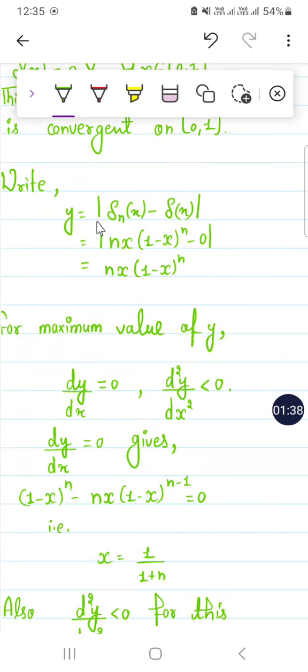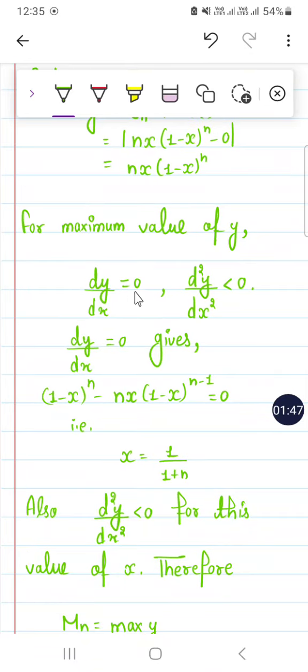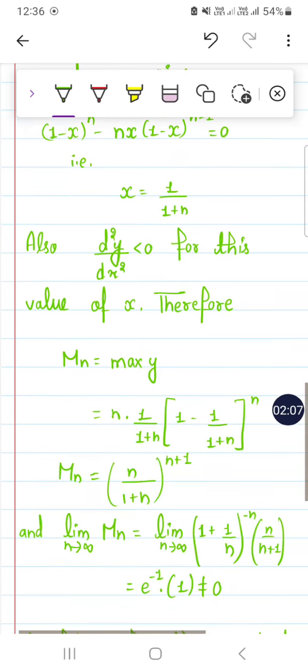Now applying the Mn test for uniform convergence, S(x) is equal to 0 and then y is equal to this. For the maximum value of y, dy/dx is equal to 0 and d2y/dx2 is less than 0. For y equal to 0: (1 − x)^n − nx(1 − x)^(n−1) = 0. This implies that x is equal to 1 over 1 + n. Also d2y/dx2 is less than 0, so this takes the maximum value for y.